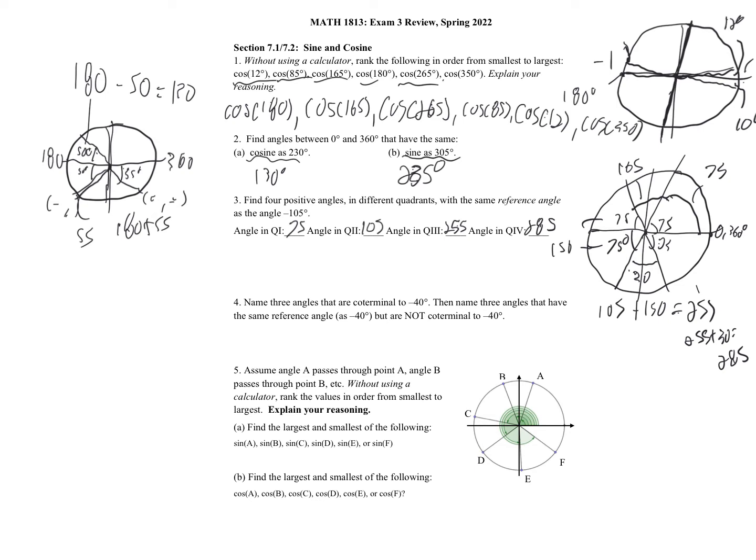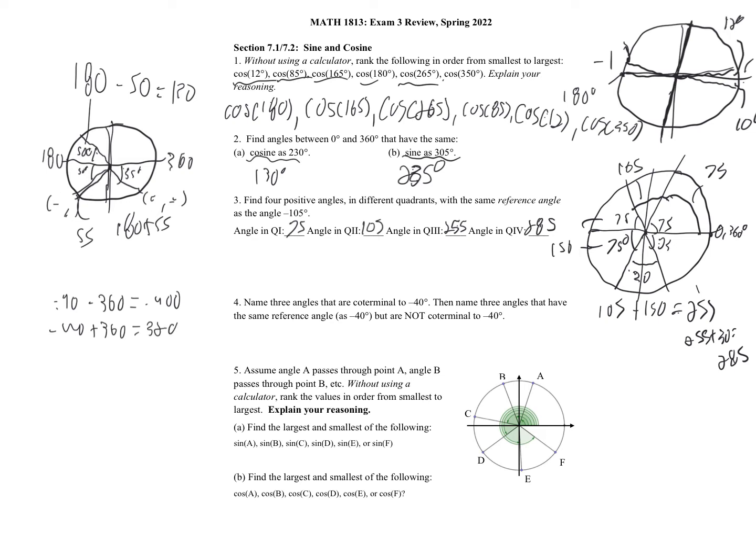4. Name 3 angles that are coterminal to negative 40, and 3 angles that have a reference angle of 40 but are not coterminal. Coterminal just means it's in the same spot. You get a coterminal angle whenever you make a full revolution around a circle, and a full revolution is 360. So to get any coterminal angle, we can just add or subtract 360. Since we have negative 40 here, we could subtract 360 and get negative 400. If we do negative 40 plus 360, we get 320.